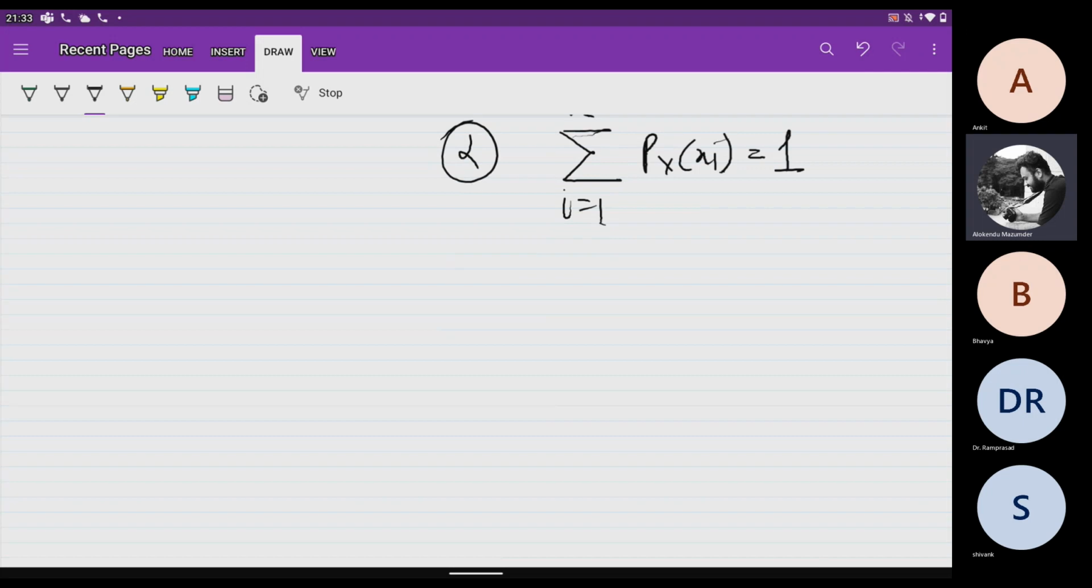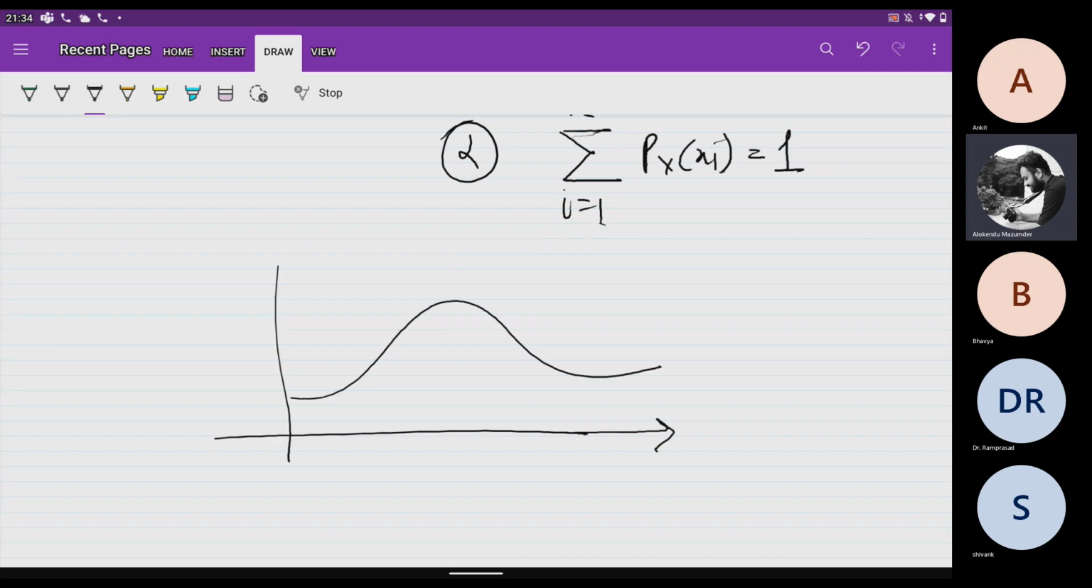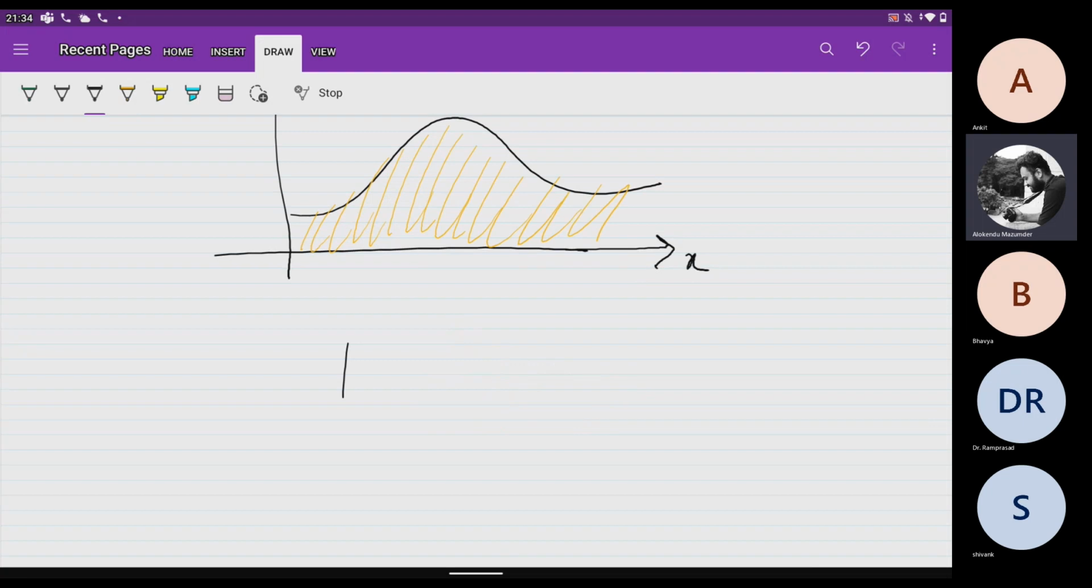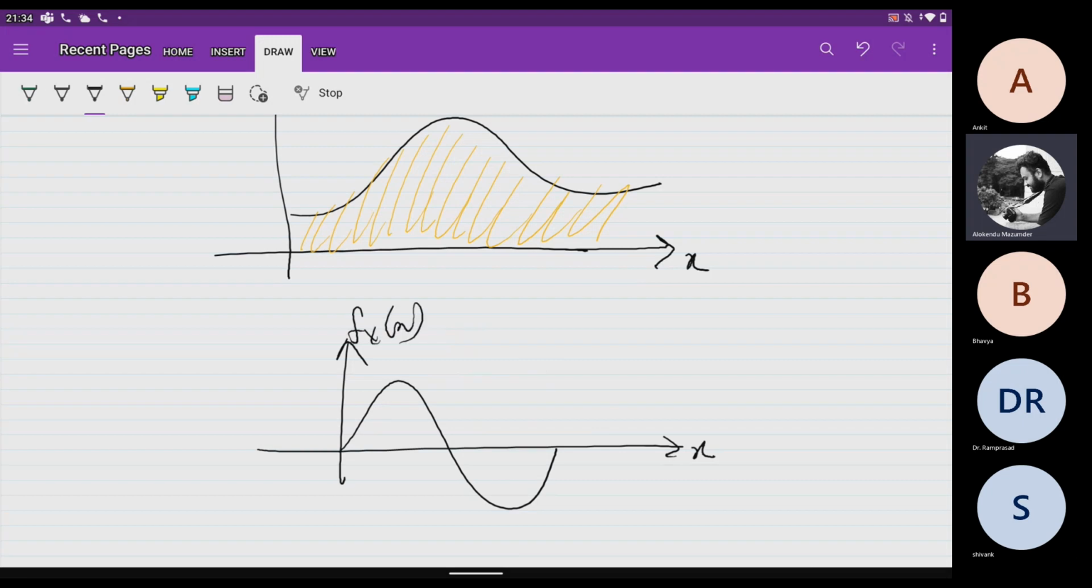Now, if you can visualize, the PDF of a continuous random variable looks something like this. It's basically a graph where the area under it should sum to 1. Can you tell me, can this be a PDF? This graph? Is it a valid PDF? No, sir.